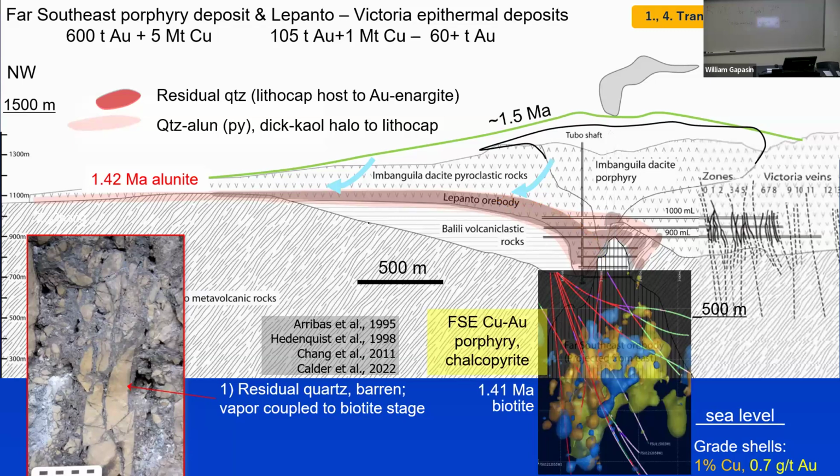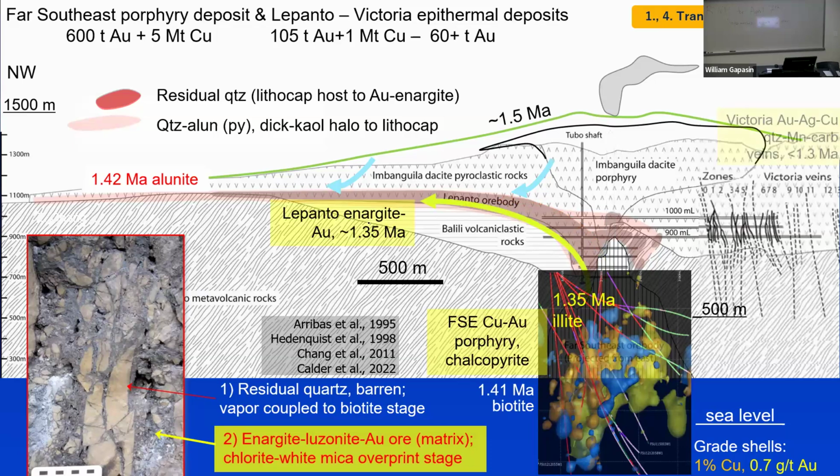Subsequently, well, let's see what's happening. Oops. No, I guess we have reasonable animation here. The white mica overprint of the porphyry, 1.35 to 1.3 million years, had a fluid salinity of 5%, low enough salinity to be sufficiently buoyant to rise into the residual quartz and mineralize it with gold and enargite. And that's the system. The Victoria veins, slightly younger over here, formed on the margin of the porphyry.